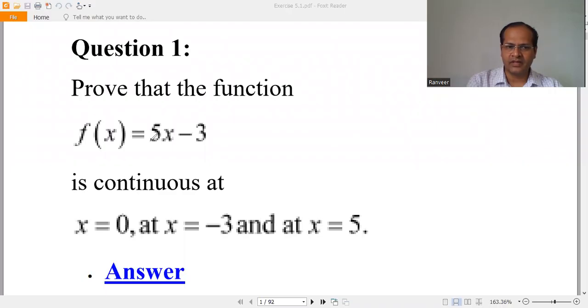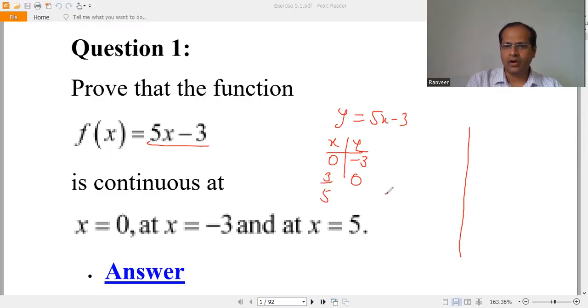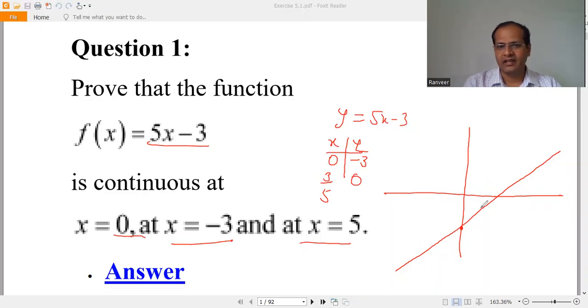When we draw the graph of y equal to 5x minus 3, if x equal to 0, then y equal to minus 3, and if y equal to 0, then x is 3 by 5. If we draw the graph, it represents the points (0, minus 3) and (3 by 5, 0). So this is nothing but a continuous curve. So automatically, whatever the point given, this is continuous for every point. So the first thing you have to remember: all polynomial functions are continuous.